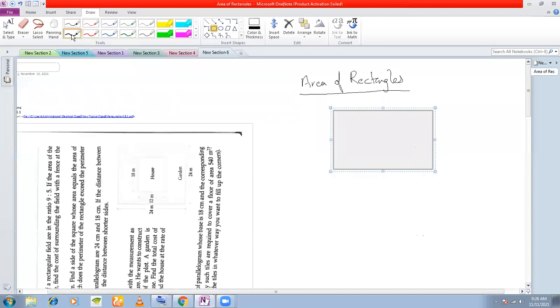Look at this. This is how a rectangle looks. Normally, the longer side we consider as the length. You can take the shorter side as length also, no problem. It does not matter actually. And we take the shorter side as the breadth. Then the area of this rectangle is length into breadth.